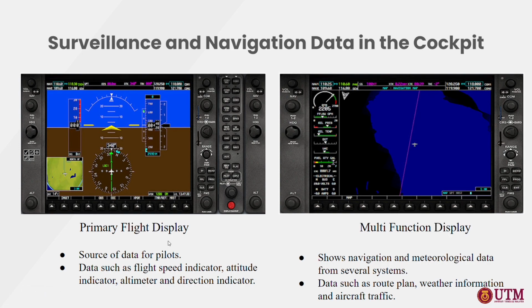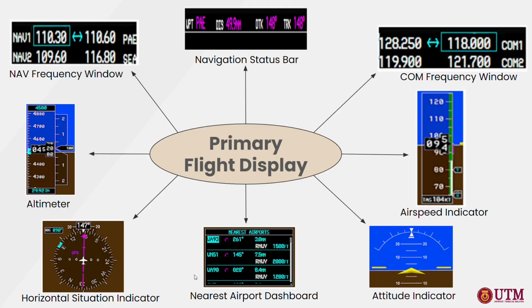The primary flight display is the source of data for the pilot, and it shows data such as the flight data, speed indicator, attitude indicator, altimeter, and direction indicator. While the multifunction display will show navigation data and meteorological data from server systems, and also data such as route plan, weather information, and aircraft traffic. So let's go to the primary flight display.